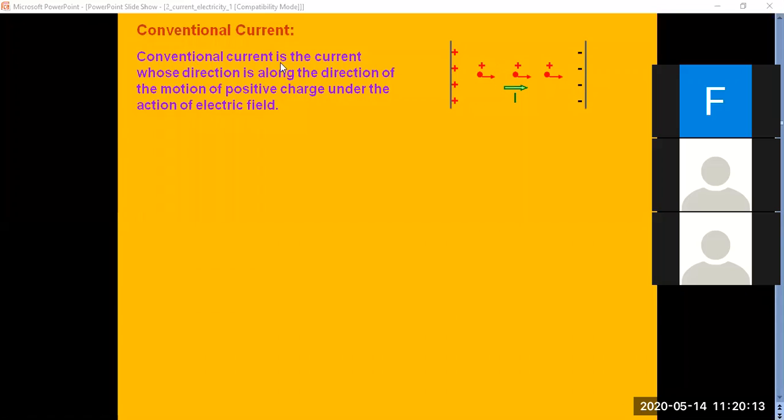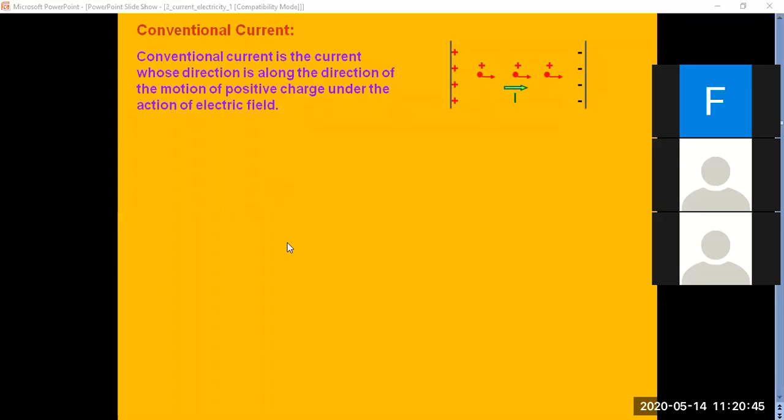So what is this conventional current? It is the current whose direction is along the direction of the positive charges. You can see positive charges are moving from positive side to negative side. The arrow mark of your current I also is in the same direction. So conventional means direction of current and direction of positive charges are the same. They are in the same direction under the action of electric field.